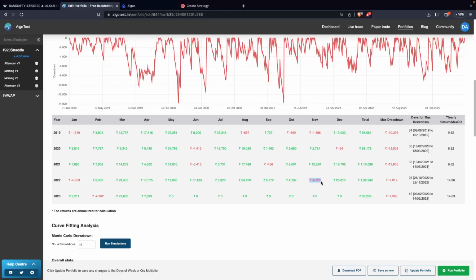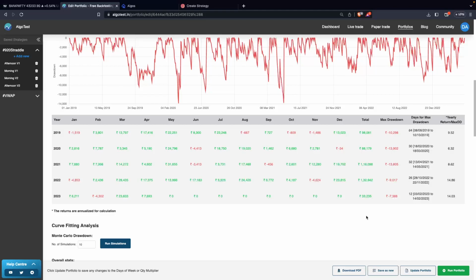4,624 rupees. However, in the next month, the algo covered all the losses, and closed the month of December in a profit of 23,815 rupees. And overall, the year closed in a profit of 1,32,942 rupees. These backtests are for a capital of 25,000. These are running on a single lot, and for a single lot you will need 25,000 rupees in your account.